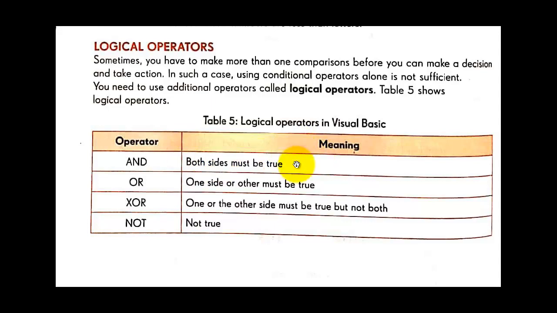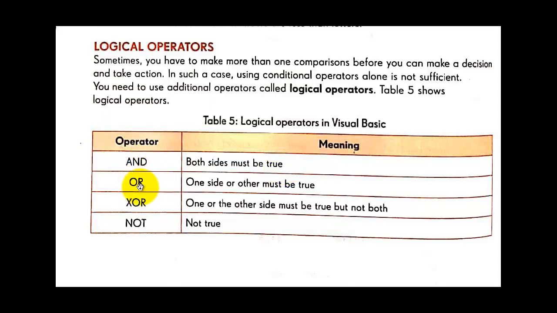true. But if condition 1 is false and condition 2 is true, then one of these is false, so it will return the value false. Here also, if condition 2 is false and condition 1 is true, it will return the value false. Only when both condition 1 and condition 2 are satisfied will it return the value true if you use this AND operator.